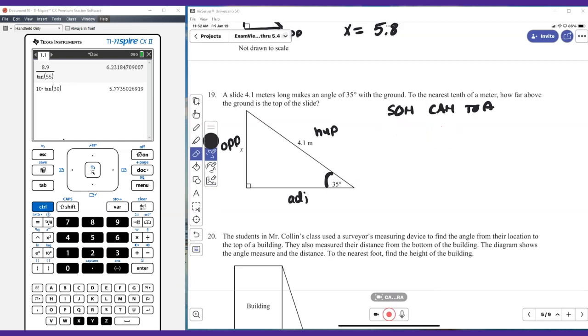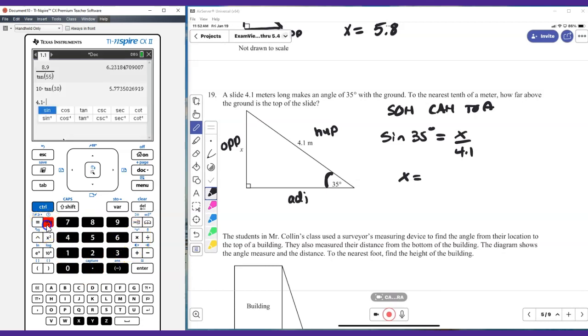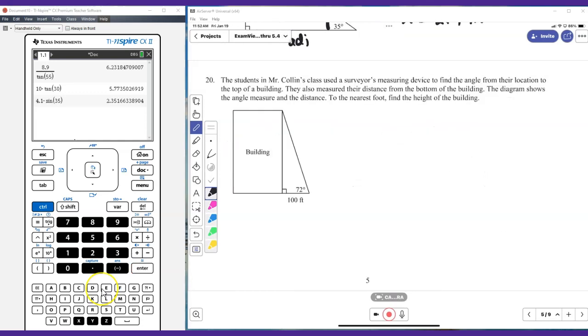So what you're going to write is sine of 35 degrees is equal to x over 4.1 meters. To solve this, all you have to do is find the product of sine of 35 times 4.1. So you write 4.1 times the sine of 35. Approximately the height is going to be 2.4 meters.